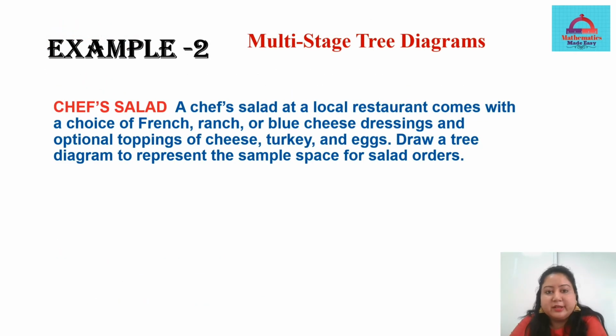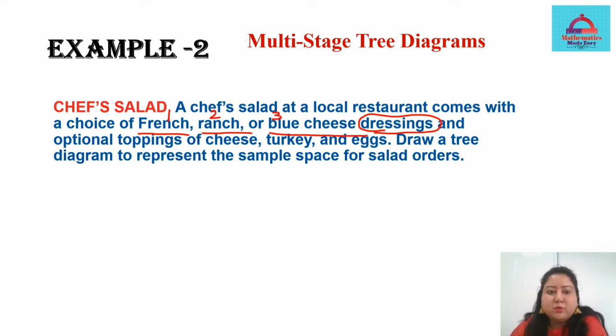Okay, so let me take example 2. This is an example of a multi-stage tree diagram. I'll read the question first for you. It's like a word problem, and then you need to use the information given to draw the tree diagram. So a chef's salad at a local restaurant, we are going to highlight some important information, comes with a choice of French, ranch, or blue cheese dressing. So there are 3 options for the dressings. As you can see, we will number them 1, 2, 3.